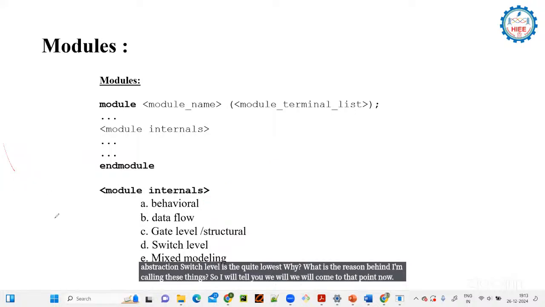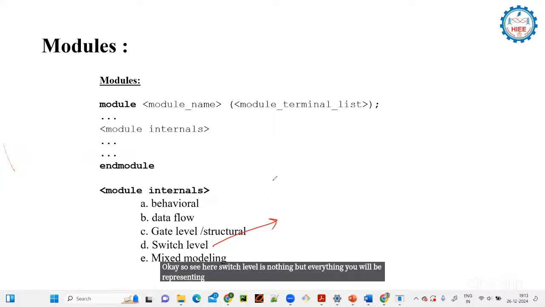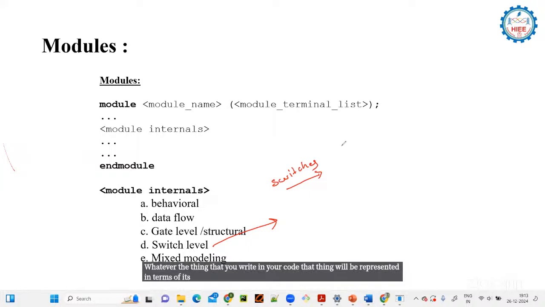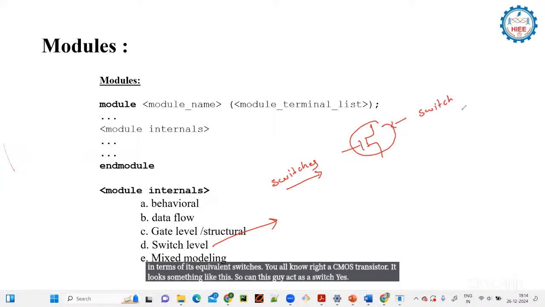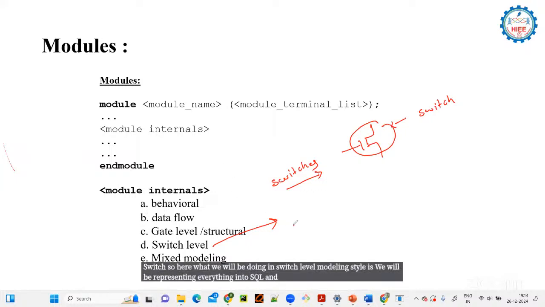Switch level is nothing but representing everything in terms of its equivalent switches. Whatever you write in your code will be represented in terms of its equivalent switches. You all know a CMOS transistor looks something like this. Can this act as a switch? Yes, a CMOS transistor will absolutely act as a switch. So in the switch level modeling style, we will be representing everything in its equivalent switches. For example, let us take an AND gate.